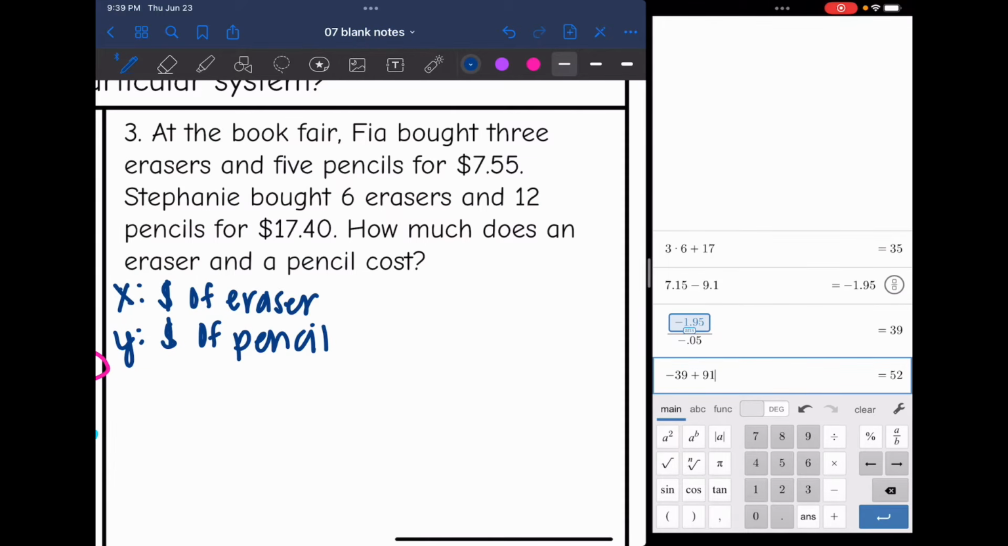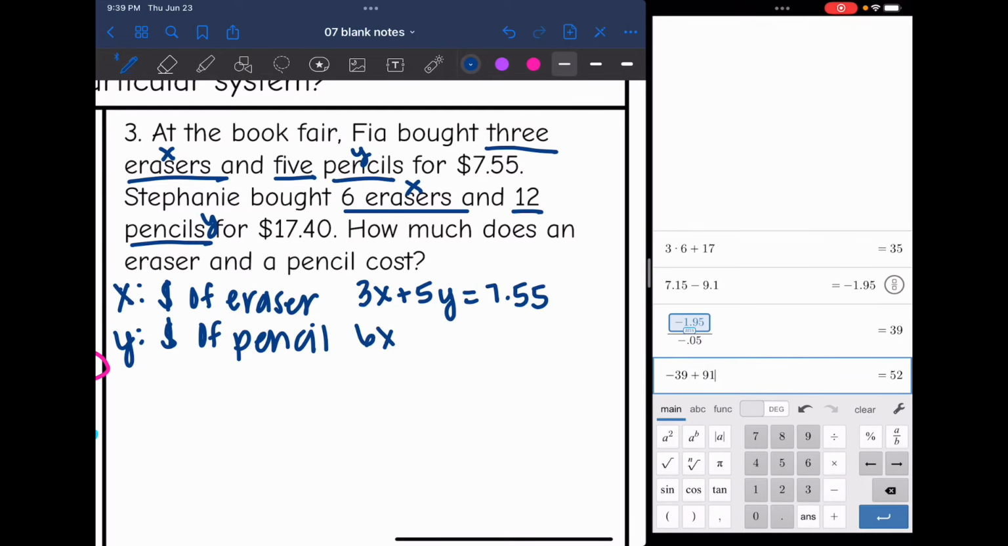And then I have an equation for Fia and an equation for Stephanie. So let's start with Fia's. It says she bought 3 erasers, so that's going to be 3x, and 5 pencils, so that's going to be 5y, for $7.55. So Fia's equation is going to be 3x plus 5y equals $7.55. Okay, now let's write one for Stephanie. It says Stephanie bought 6 erasers, so that's going to be 6x, and 12 pencils, so 12y, for $17.40. So that'll be 6x plus 12y equals $17.40.